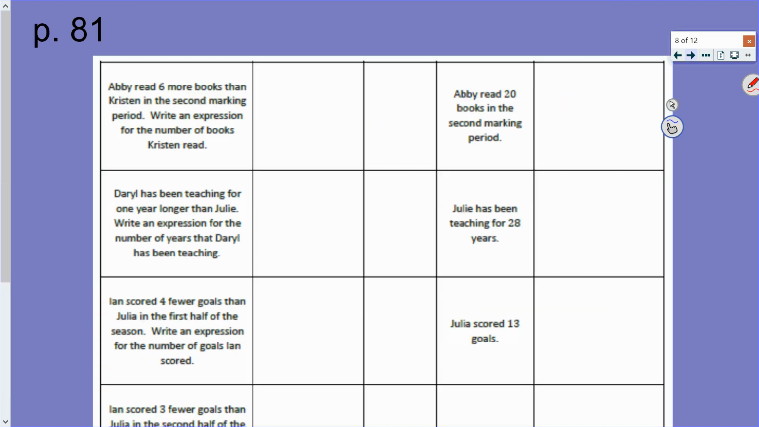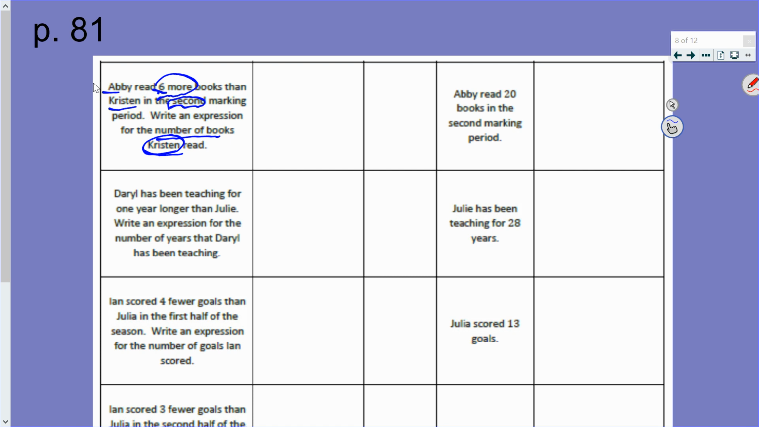Same line as that one. It is not, well, it's just like different numbers, but watch what changes. Abby read 6 more books than Kristen in the second marking period. Write an expression for the number of books Kristen read. Okay, Lily. So now I want to find what Kristen read, right? Yeah. So what is it I need to know?